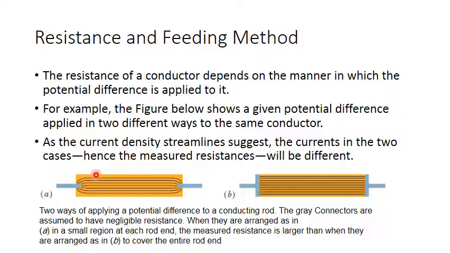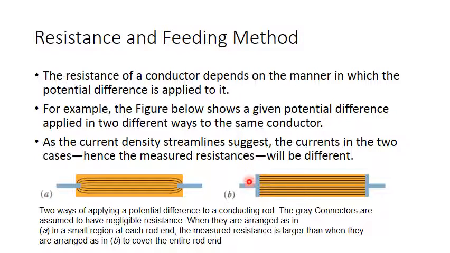Now assume that we have two samples similar to each other, but we have applied the potential difference in different ways. One like this uses these two electrodes to apply the potential difference, and the other uses another type of electrodes to apply the same potential difference. It is quite clear from the current streams that the current density in this case is less than the current stream in this case.